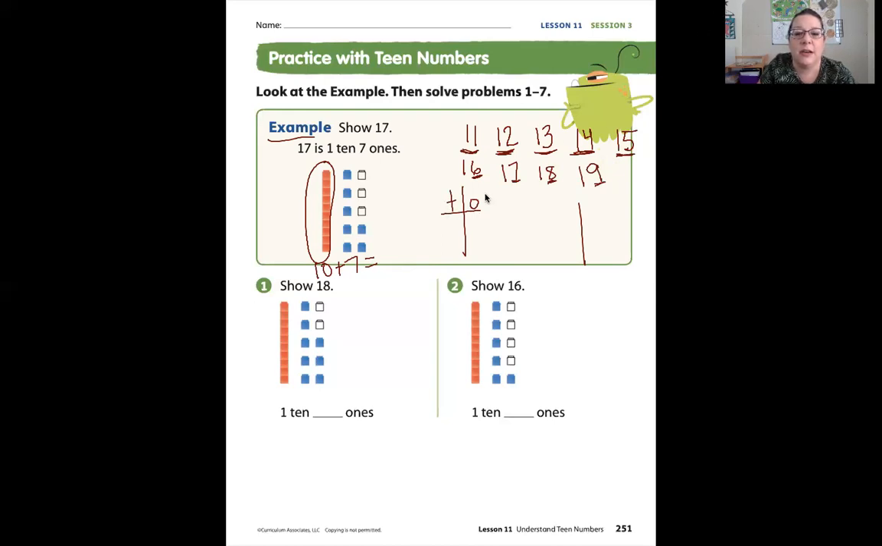So I have our tens and our ones in our T graph. We have 1 ten and 7 ones. What is our number? 17. Good job.